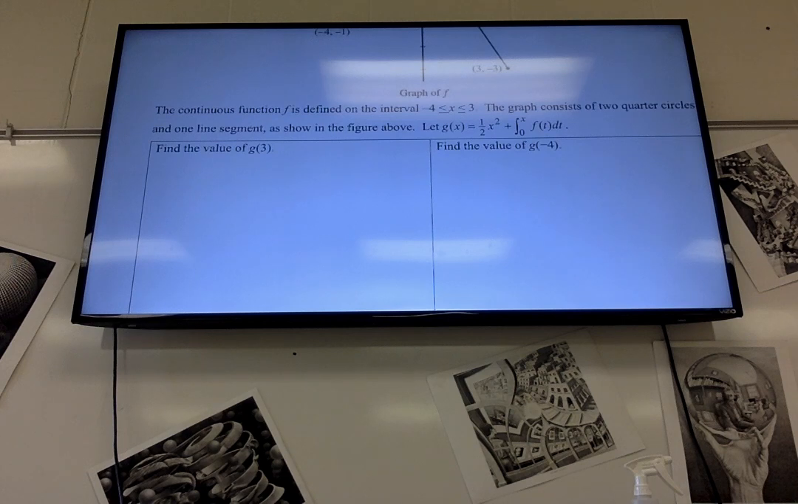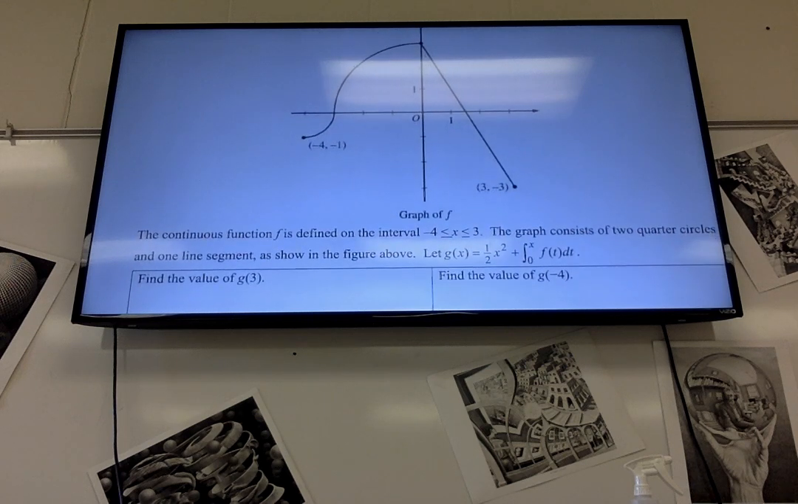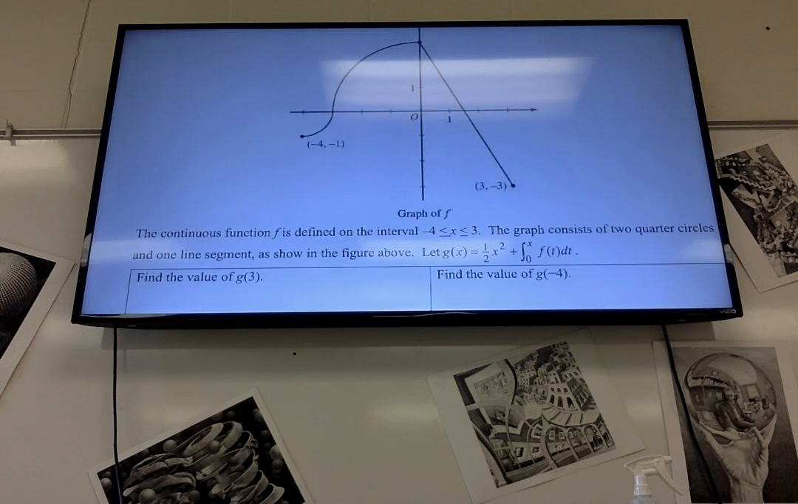So I want you to start and find g of 3. Okay. Now notice this is a graph of what? F. Because F is in the equation for G. You're making it way harder. I am, and I know it, but I don't know what to do. Yes, you do. Just plug in 3.